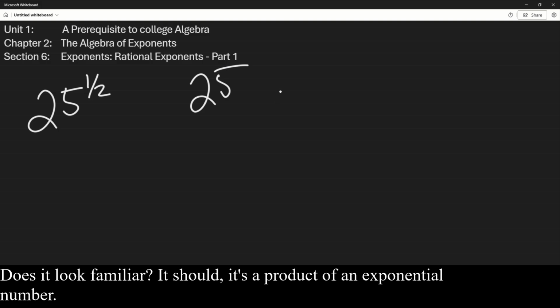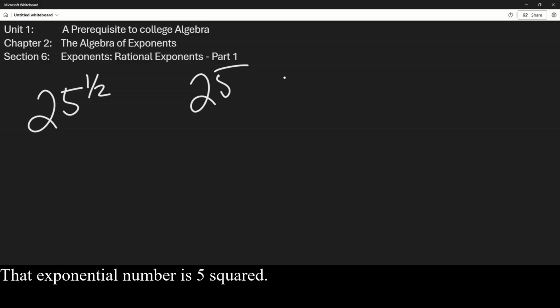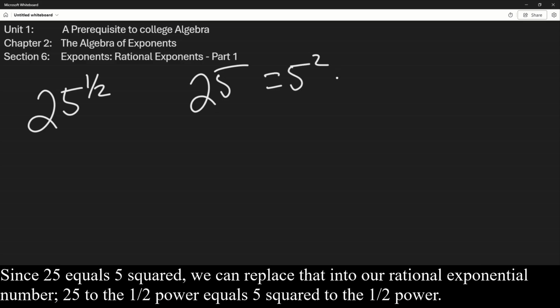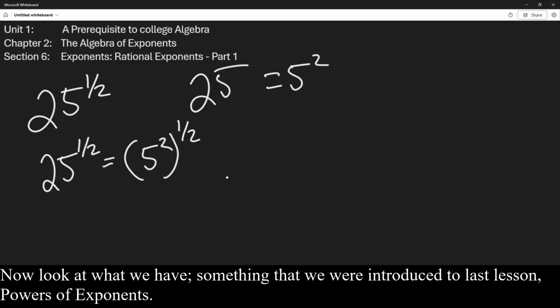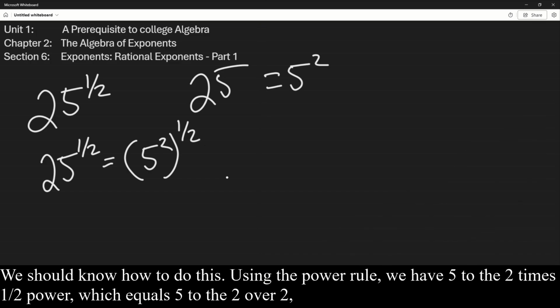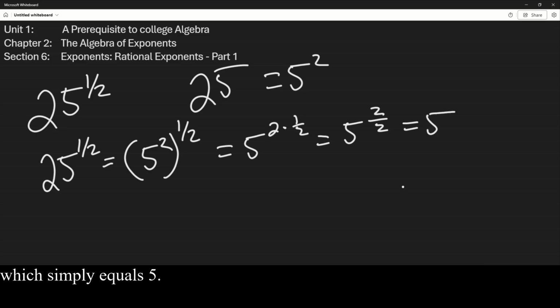It's a product of an exponential number. That exponential number is 5 squared. Since 25 equals 5 squared, we can replace that into our rational exponential number. 25 to the 1/2 power equals 5 squared to the 1/2 power. Now look at what we have, something that we were introduced to last lesson, powers of exponents. We should know how to do this. Using the power rule, we have 5 to the 2 times 1/2 power, which equals 5 to the 2 over 2, which simply equals 5.